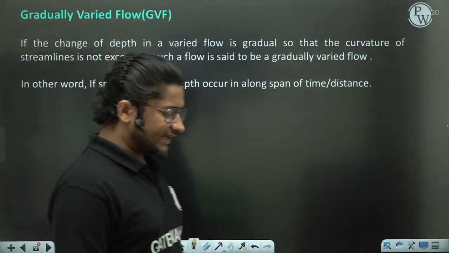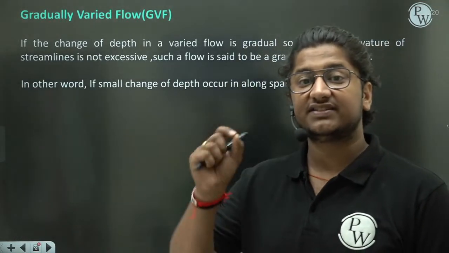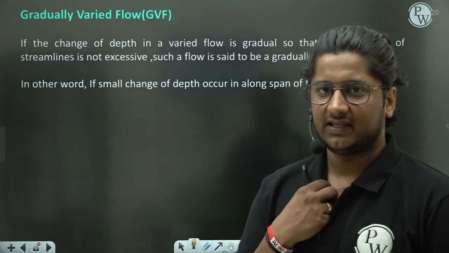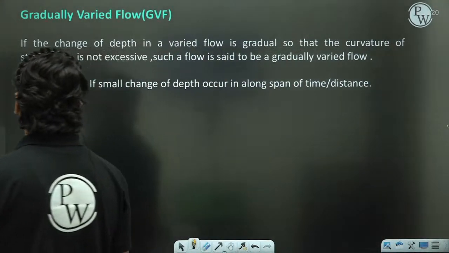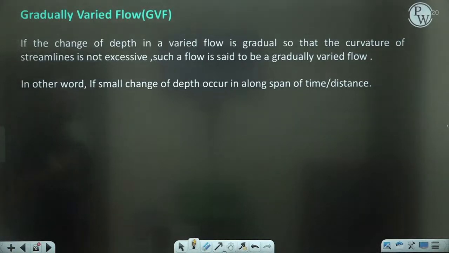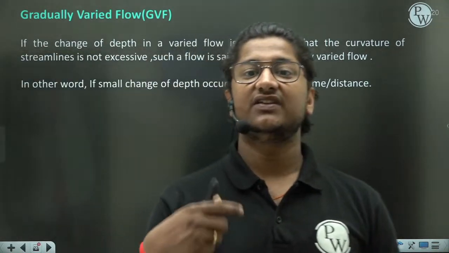The name itself tells you, gradually varied flow. That means changes will be there. Here we are talking about change in depth. So change in depth will be there, but that change will be gradual. If the change of depth in a varied flow is gradual, so that the curvature of streamline is not excessive, such a flow is said to be gradually varied flow. In other words, if a small change of depth occurs over a long distance, we call it gradually varied flow.